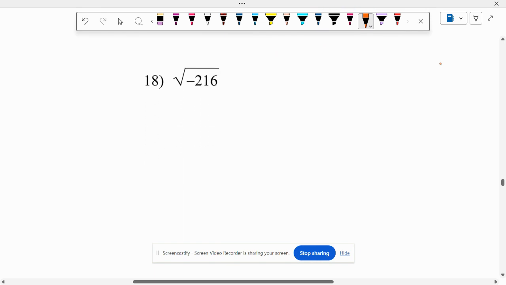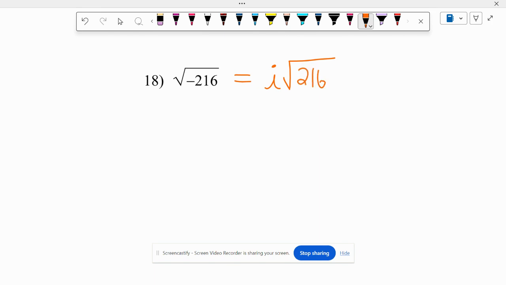So what do we have here? What do I need to do first? Take out i. So this is i times the square root of 216. I pulled out the negative. That's how I pulled out the i, right? That's how we get the i.